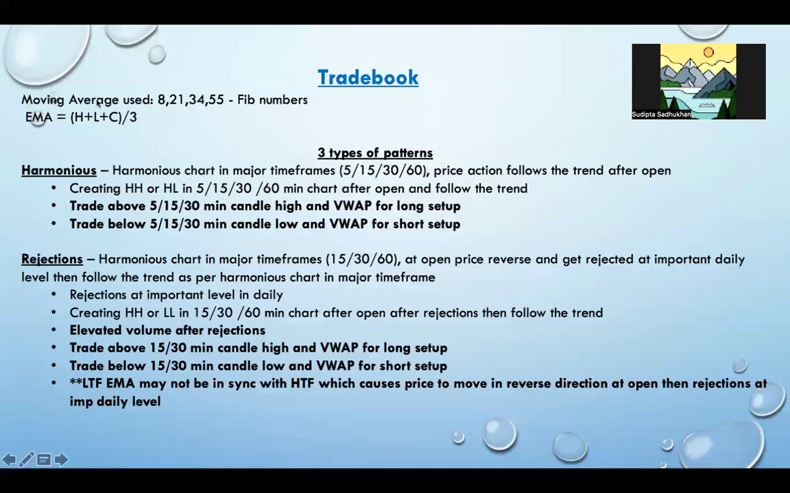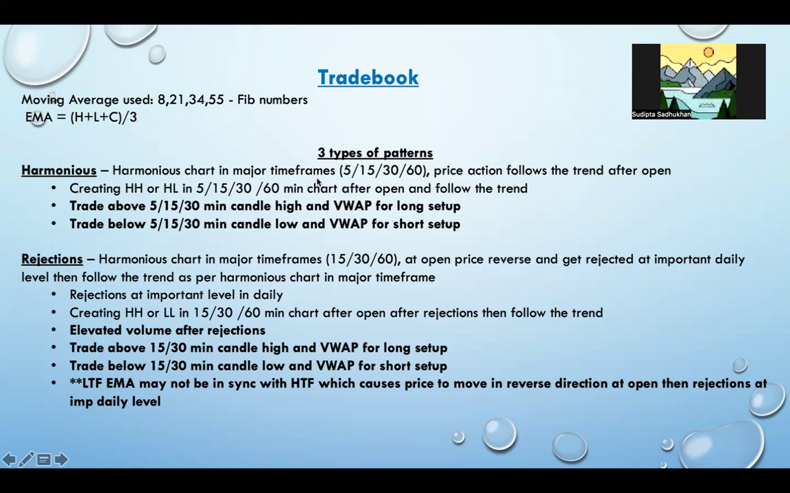As I mentioned, for moving averages I am using 8, 21, 34, 55. These are all derived from the Fibonacci numbers. High plus low plus close divided by 3. That is how I am using the exponential moving averages. I have three types of setup: harmonious chart, rejections, and reversal. We'll talk about that. Harmonious chart is in the major time frame.